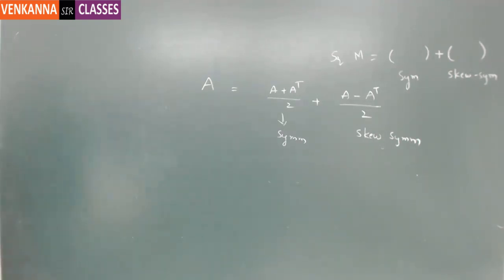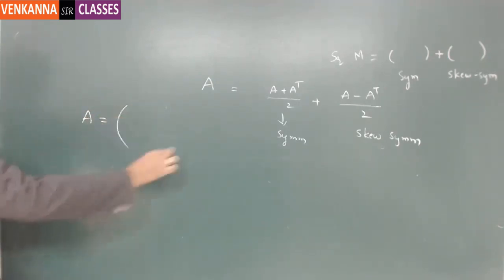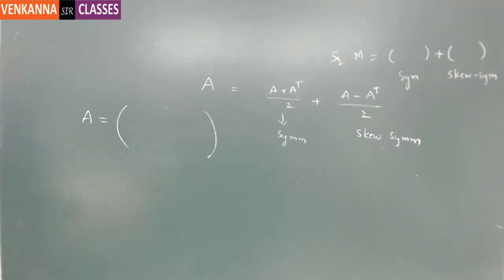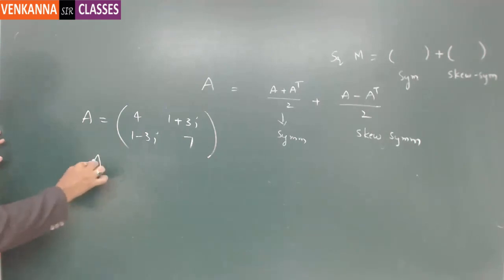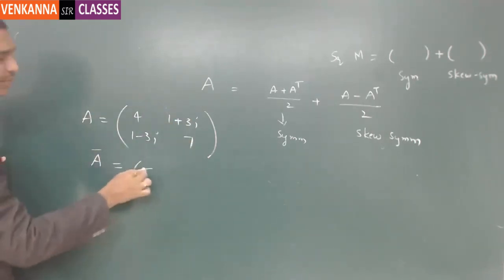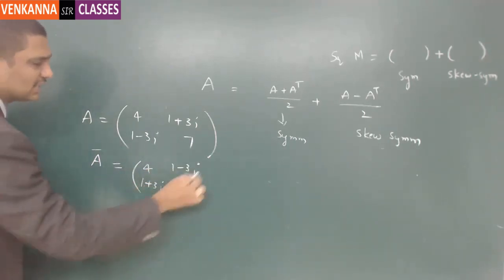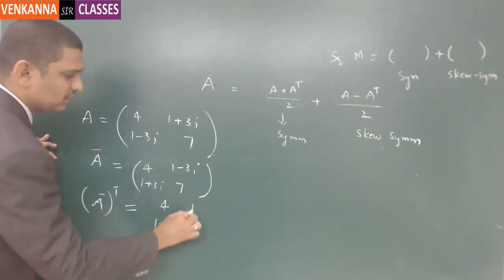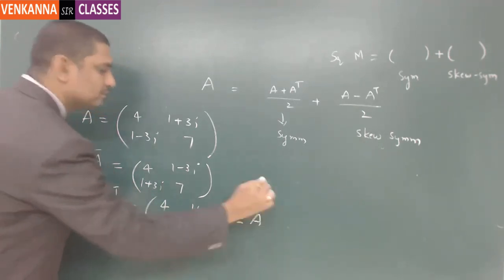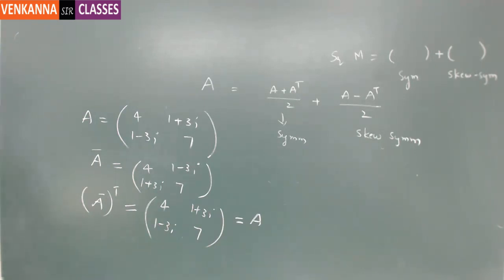Fine. Now let us take the concept of Hermitian matrix. Suppose we have taken the square matrix A as 4, 1 plus 3i, 1 minus 3i, 7. Since the entries in this matrix are complex numbers, it is a complex matrix, and you are going to check whether it is a Hermitian matrix or not. So if you calculate the conjugate A bar, applying conjugate to each of these, it will be 4, 1 minus 3i, 1 plus 3i, and 7. And if you consider the transpose of it, it is nothing but 4, 1 minus 3i, 1 plus 3i, 7. Nothing but A. Agreed? Since A power theta is equal to A, this is the Hermitian matrix.